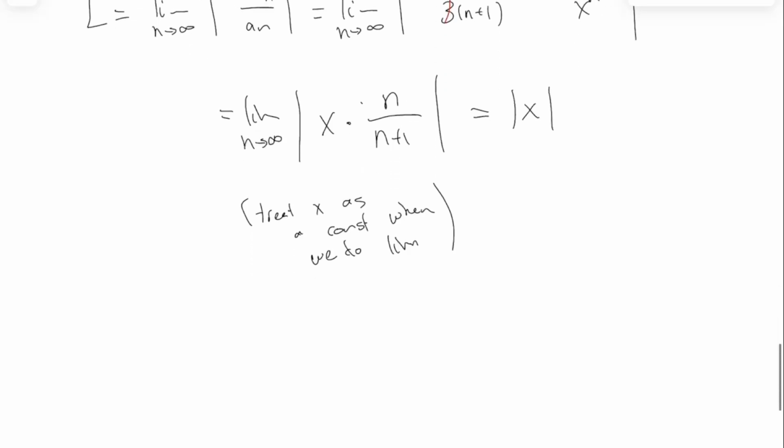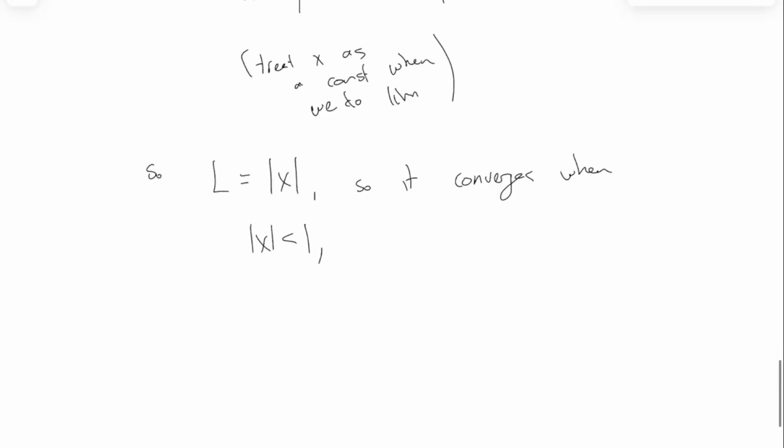So, to summarize here, L is absolute value x, so it converges when absolute value x is less than 1. I should write this up here. It converges when absolute value x is less than 1, diverges when absolute value x is greater than 1. All right. This is not the full answer. We're almost giving the entire answer. There are some cases that are left out here.